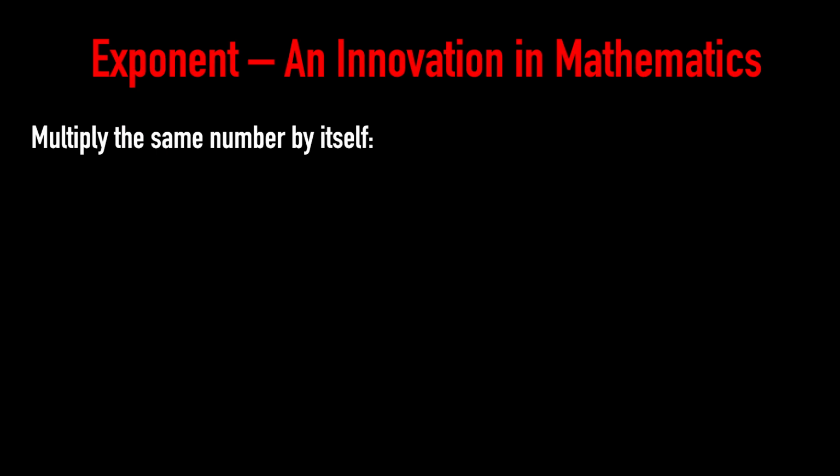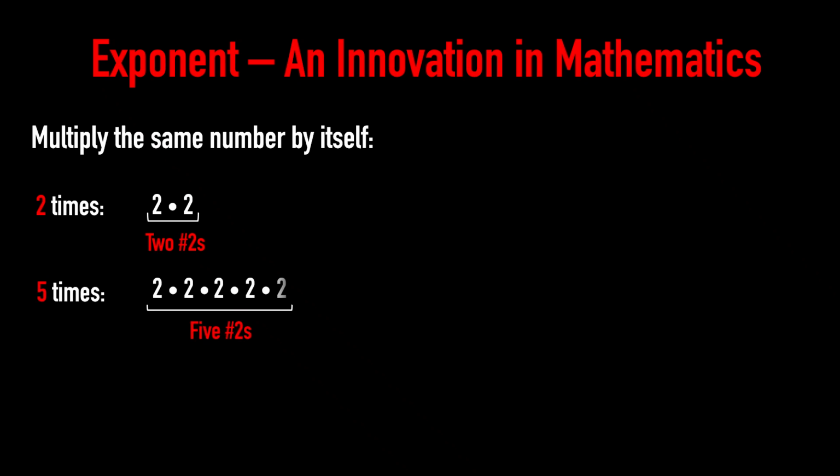Exponent, an innovation in mathematics. The story begins when people multiply the same number by itself. For example, multiplying 2 by itself, we write 2 times 2. Multiplying 2 by itself 5 times, we write 2 times 2, times 2, times 2, and times 2. But multiplying 2 by itself 10 times? That gets tricky, and it's easy to make mistakes. So people started thinking of a better way.